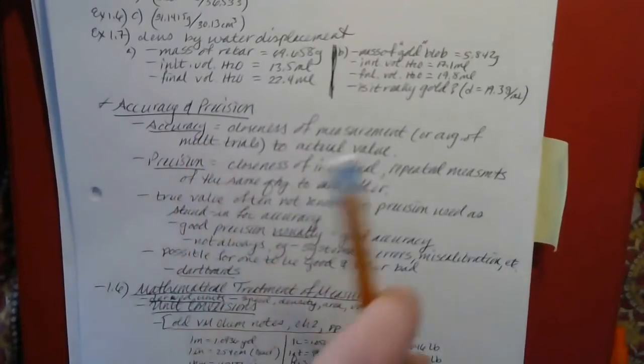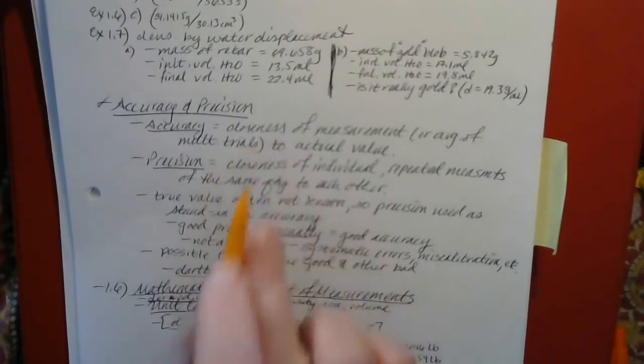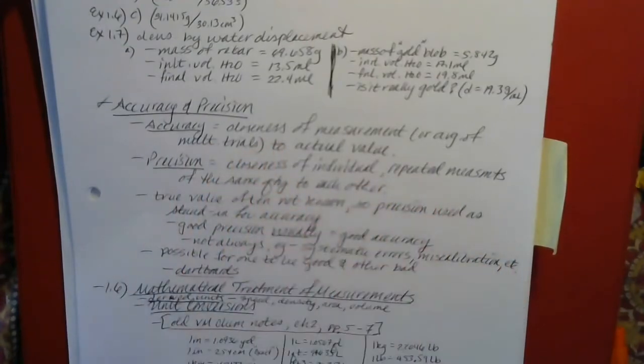Accuracy is when you're making a measurement or doing a calculation. Accuracy is how close your result is to the actual true value of the quantity you're trying to measure or calculate. A lot of times we don't know the true value of the quantity we're trying to calculate.